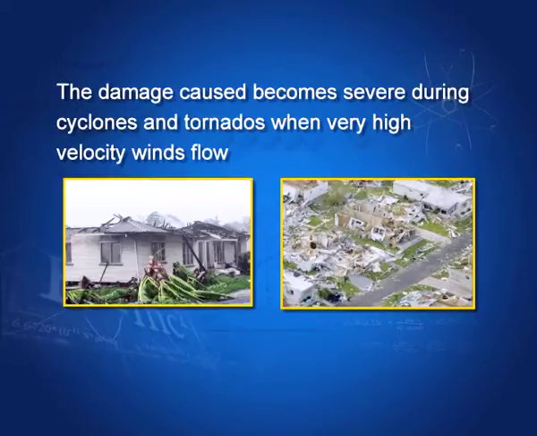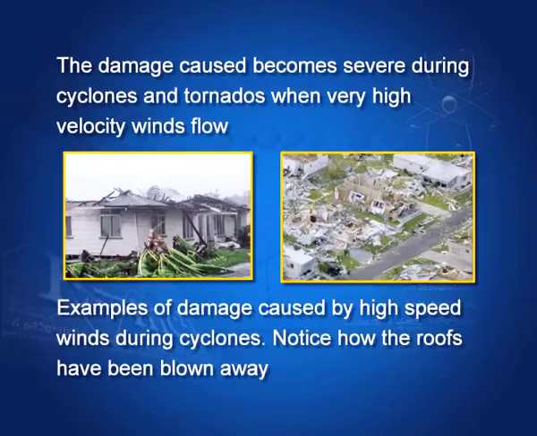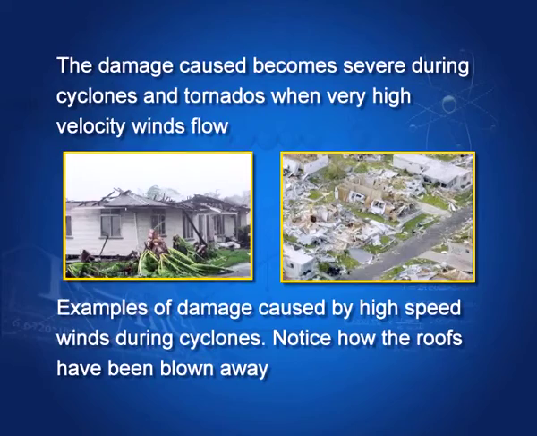I shall show you two photographs. This damage becomes very severe during cyclones and tornadoes when very high velocity wind flows. Please notice especially how the roofs have been blown away. The high speed wind is accompanied by a very low pressure, and the pressure from inside blows away the roof. This can cause a lot of damage.